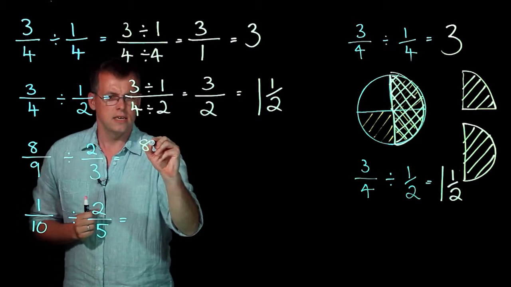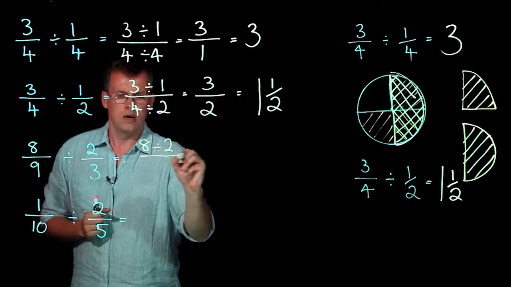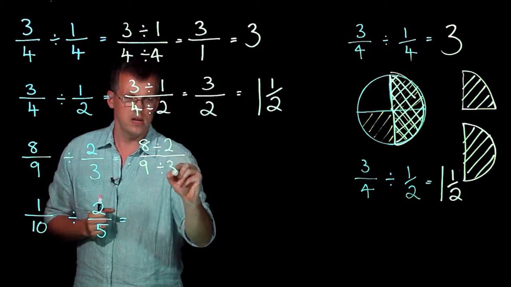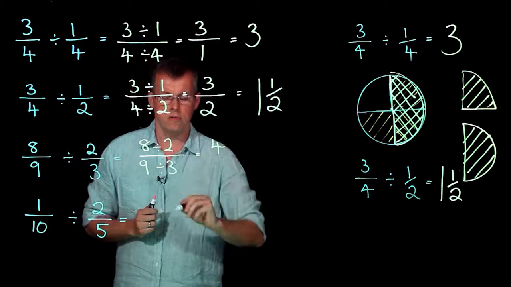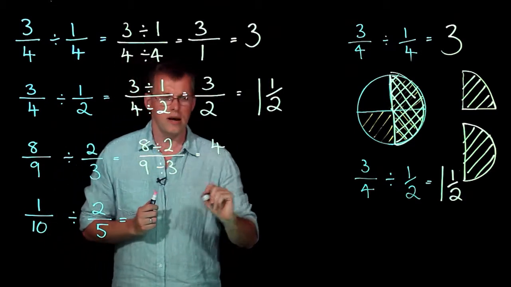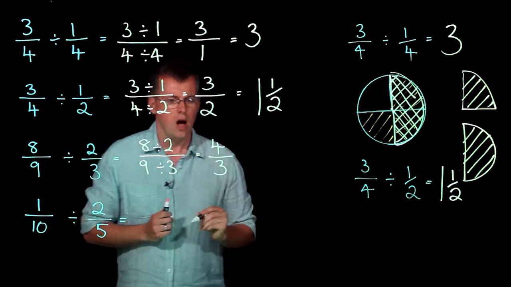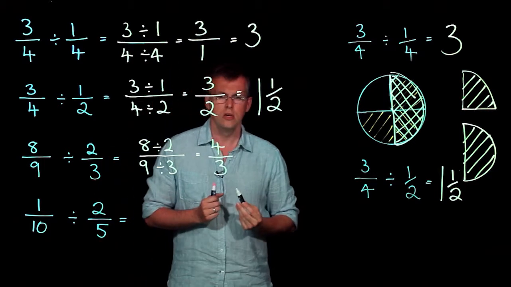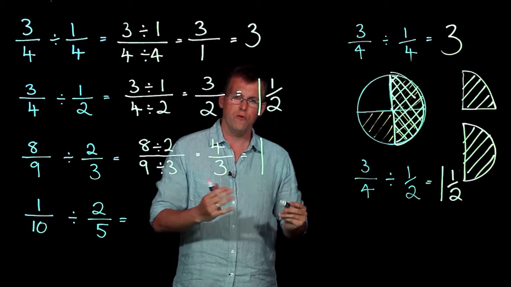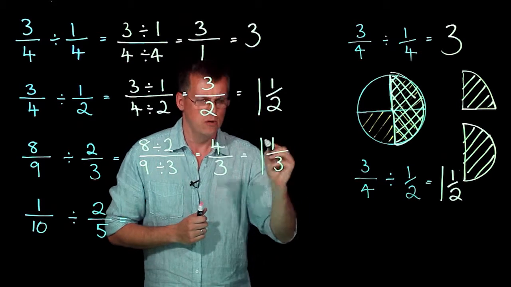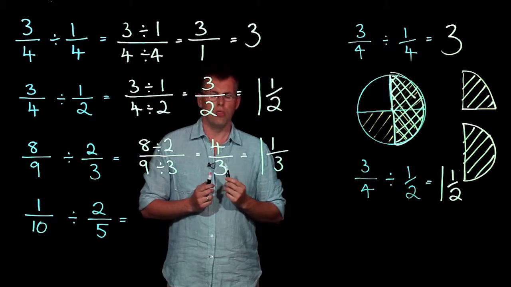Again, 8 divided by 2 and 9 divided by 3. 8 divided by 2, how many 2s go into 8? That's 4 of them. How many 3s go into 9? That's 3 of them. I have 4/3. That's 3/3 making 1 whole one, and if I've got 4/3, I've got 1/3 remaining. So that's 1 and 1/3.